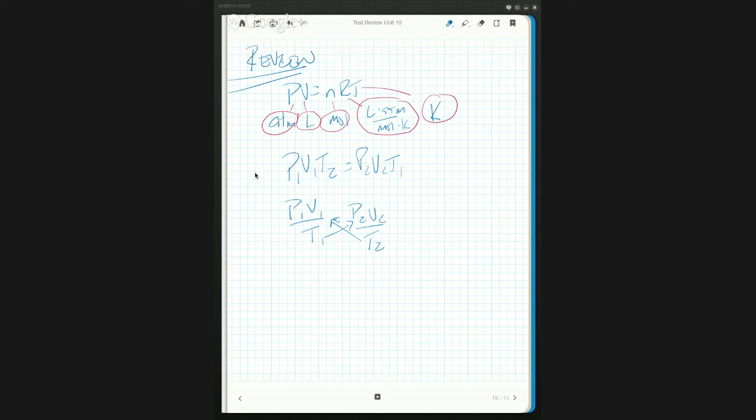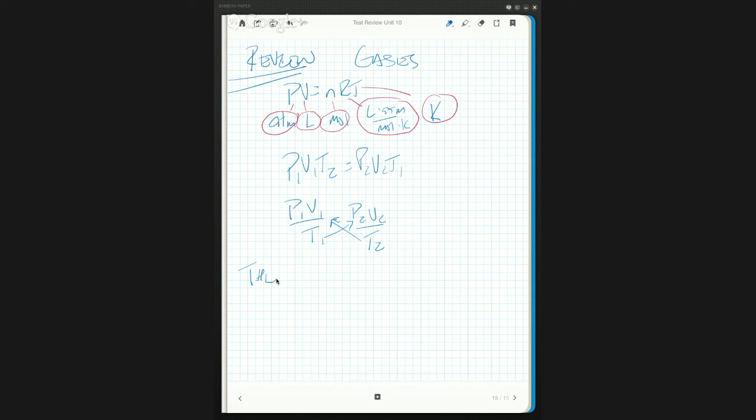So make sure that you do this. The temperature here is the only thing that needs to be in Kelvin. But be prepared to do those two gas laws equations. The next thing I would tell you is, and again, these are all just essential skills, thermo. So this was gases.